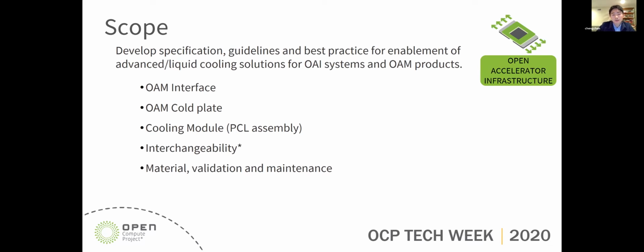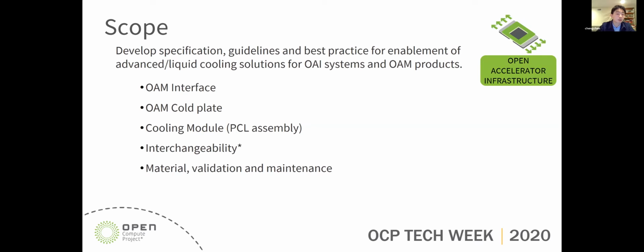We're trying to tackle those challenges from 5 perspectives. The first is the OAM interface, that is the thermal and mechanical interface between the OAM products and the cold plate solutions, including the thermal interface materials. Second will be the OAM cold plate. We want to design a cold plate, or define our cold plate specification, that will serve the purpose of cooling up to 700 watts OAM products.